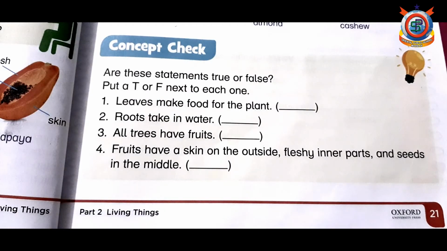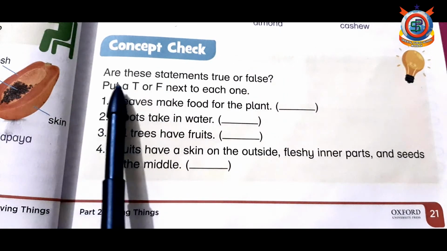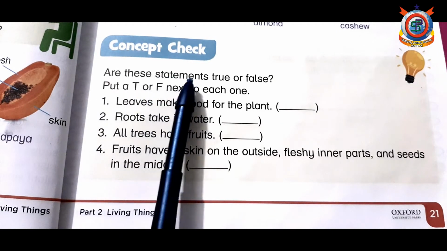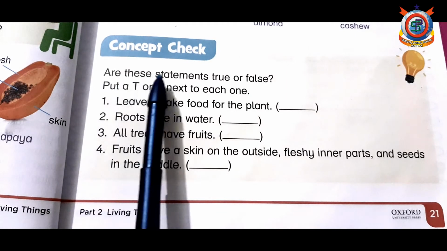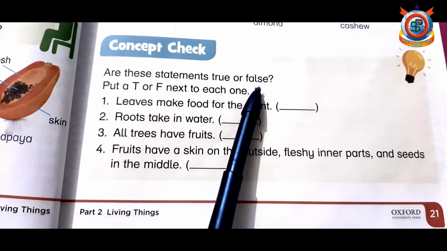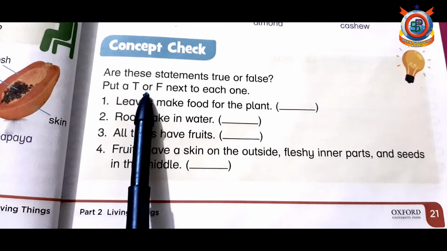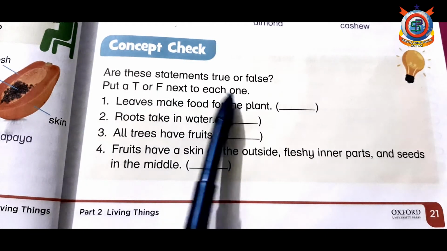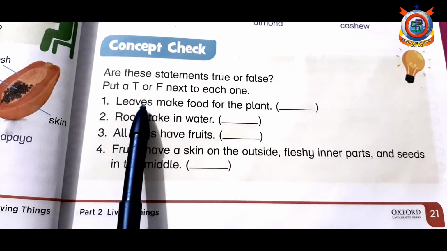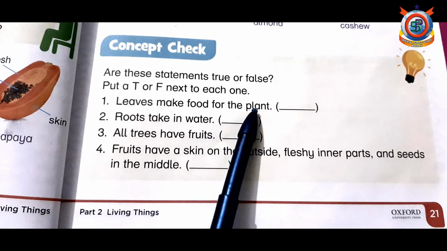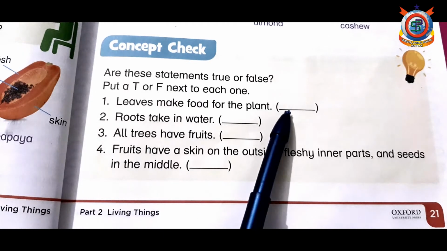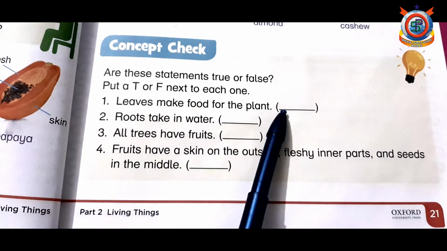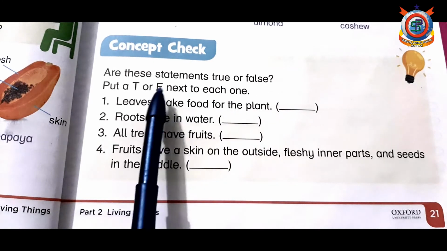So students, now your homework is concept check. Are these statements true or false? Put a T or F next to each one. Number 1, leaves make food for the plant. True or false? If it is true, you will write T, or if you think it is false, you will write F.